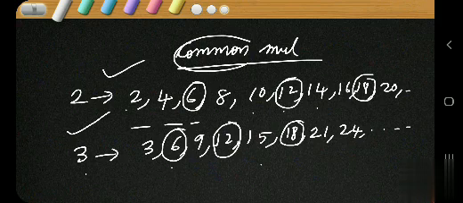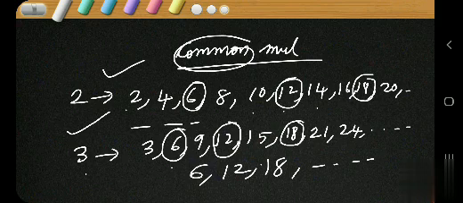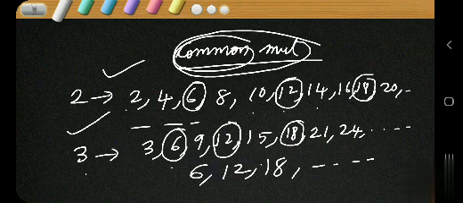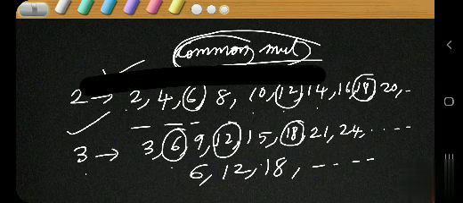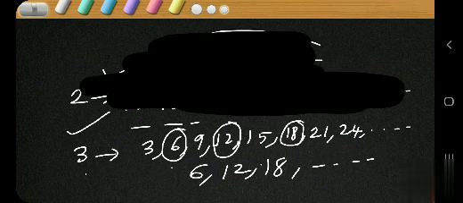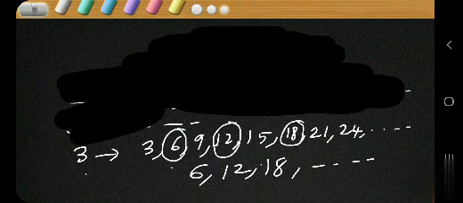The multiples 6, 12, 18, it also goes on. The multiples 6, 12, 18, etc. which are common to both 2 and 3 are known as the common multiples of 2 and 3. Have you understood? So, multiples which are common to 2 and 3 are known as common multiples of 2 and 3.